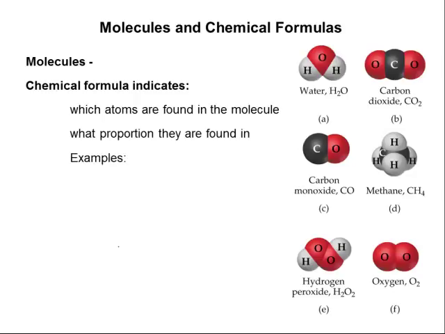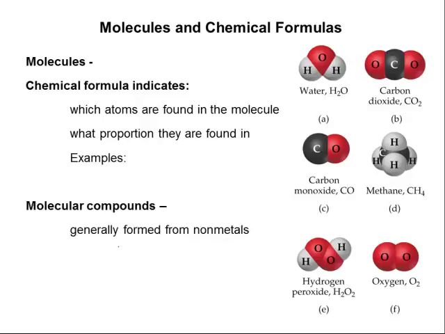So let's look at some examples here. If we look at water, it's H subscript 2 O, H2O. Means we have 2 hydrogen atoms and 1 oxygen atom. We have carbon dioxide, CO2. Means we have 1 carbon, 2 oxygens. Carbon monoxide, CO, 1 carbon, 1 oxygen. If you look at H2O2, the hydrogen peroxide, we've got 2 hydrogens and 2 oxygen atoms in a hydrogen peroxide molecule. Okay, so those chemical formulas tell us what's actually in the molecule, and that's going to be important.